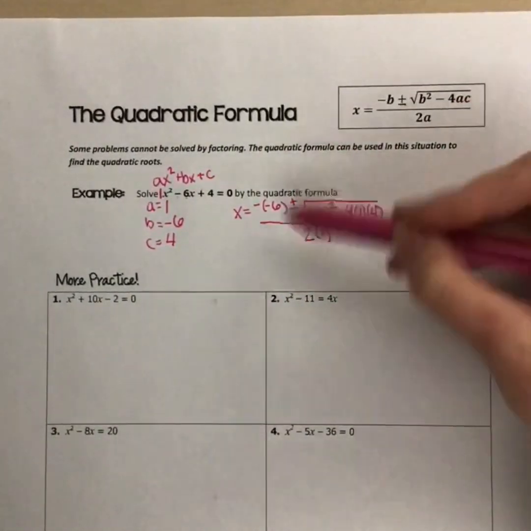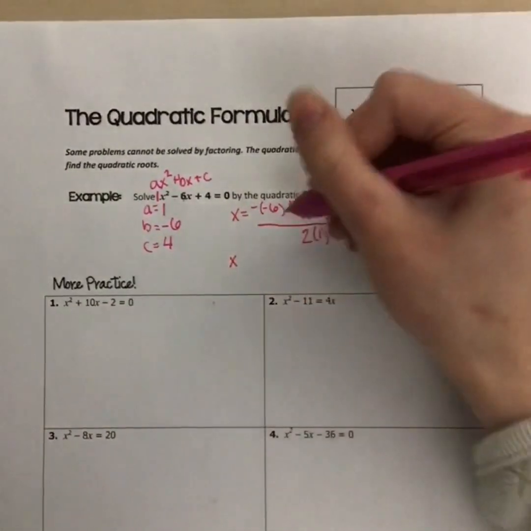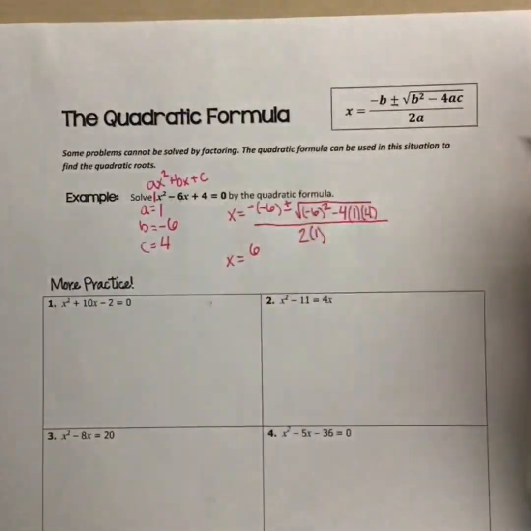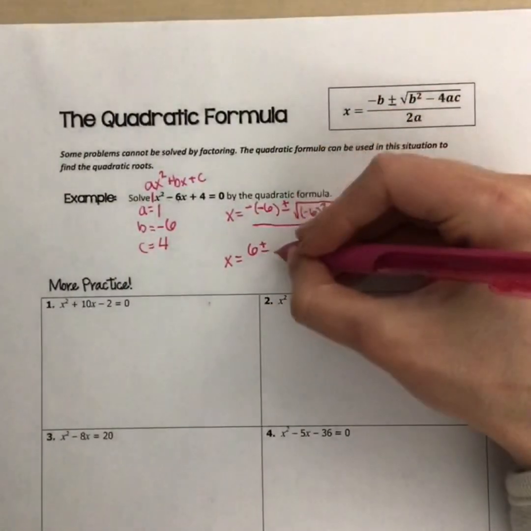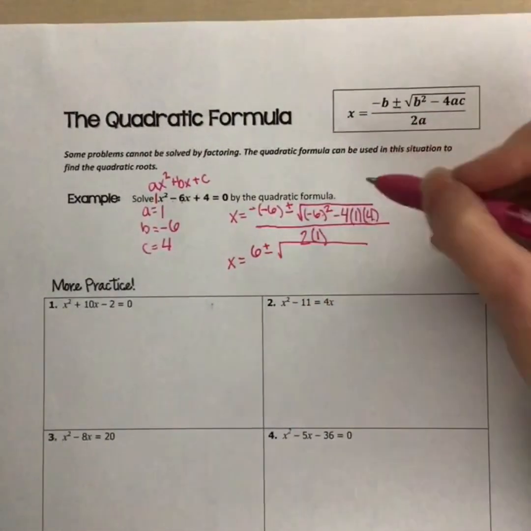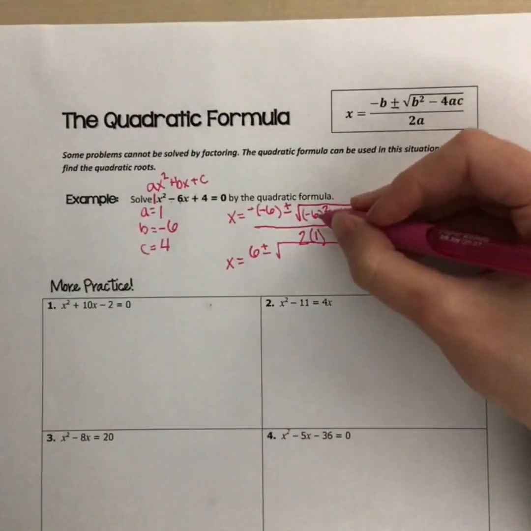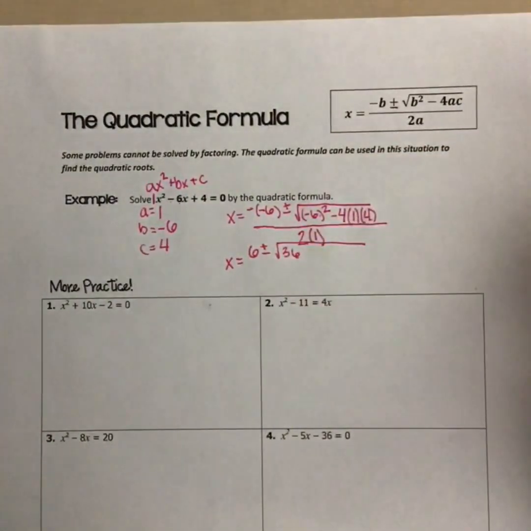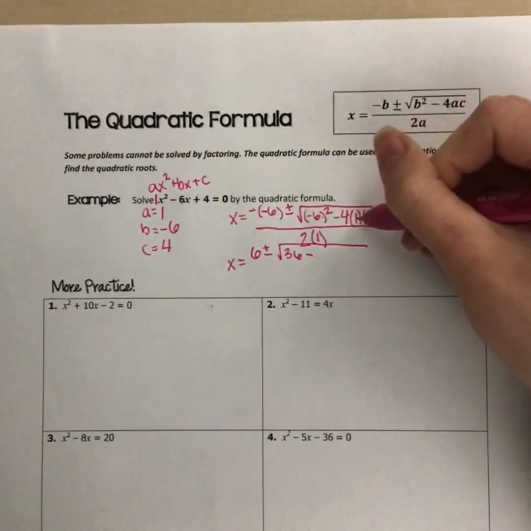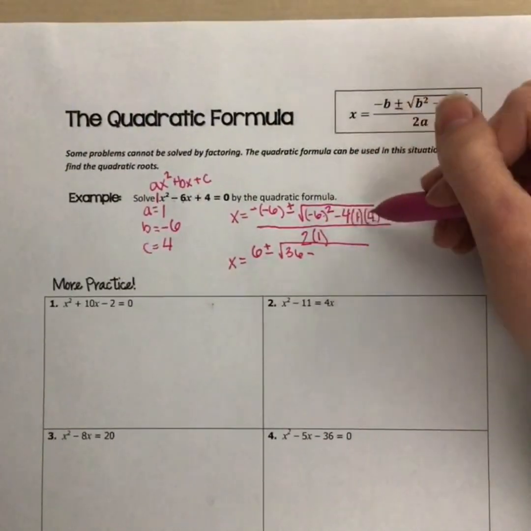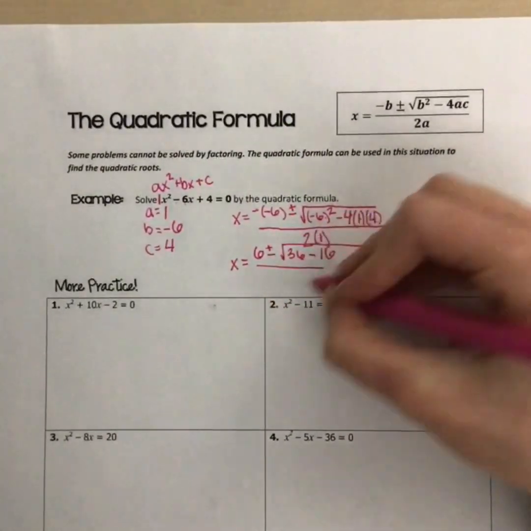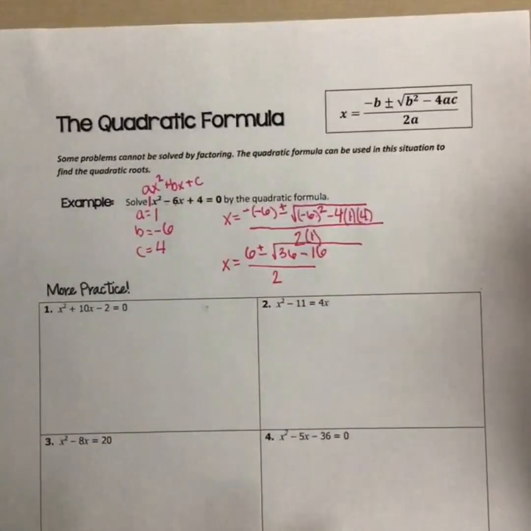Now, I want to simplify as much of this as I can. So first, I would see that I have a negative negative, which will become a positive. So I'll have 6 plus or minus, I'll still use my square root here. If I have negative 6 squared, negative times a negative would give me a positive, and 6 squared is 36. Minus 4 times 1 times 4. Well, timesing by 1 doesn't change the number, so we have 4 times 4, which will give us minus 16, and that's divided by 2 times 1, which just stays as 2.